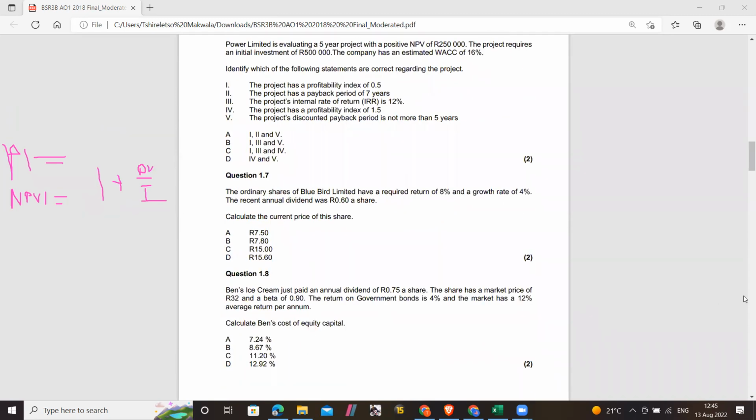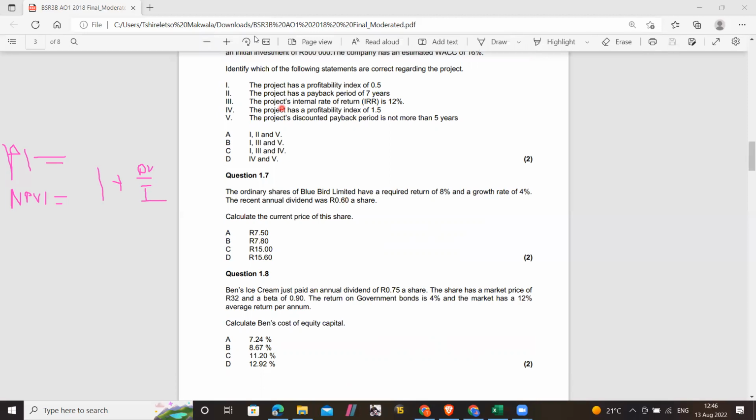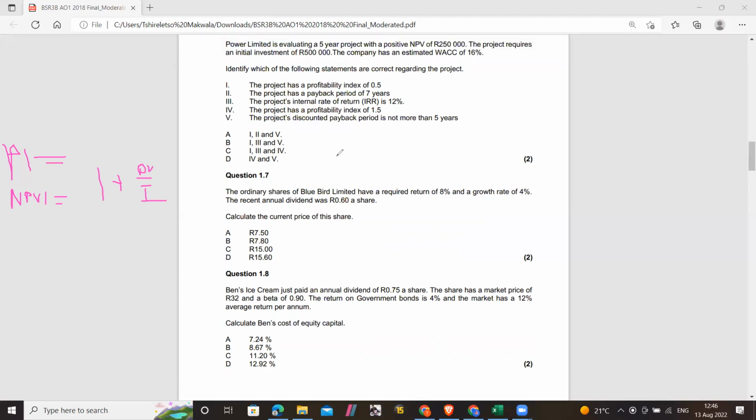We can move on. Okay. It says the ordinary shares of Bluebird Limited have a required return of 8% and a growth of 4%. The recent annual dividend was 0.6 per share. Then they said calculate the current price of this share. Do you see that they want the price of the share? And they gave us information relating to what model to use, which is the Gordon's dividend growth model.